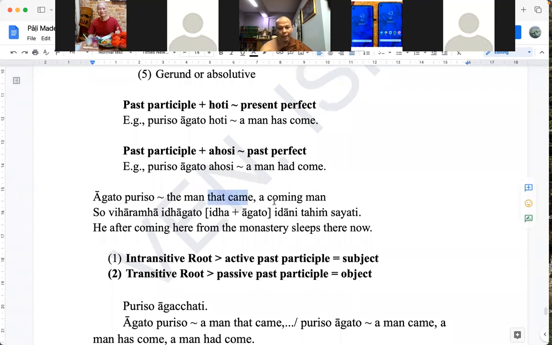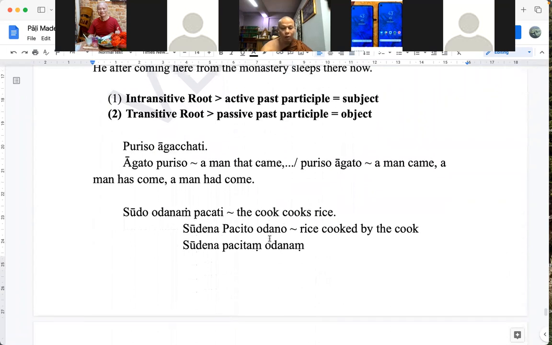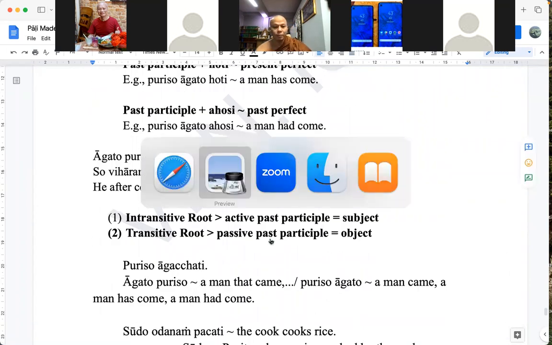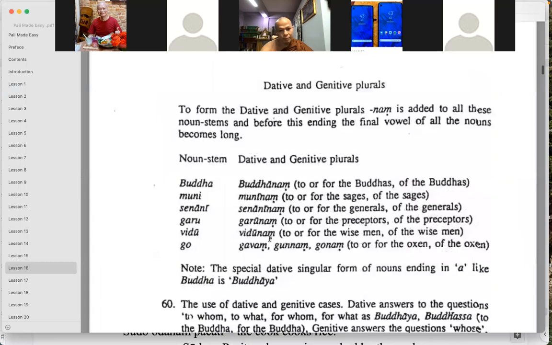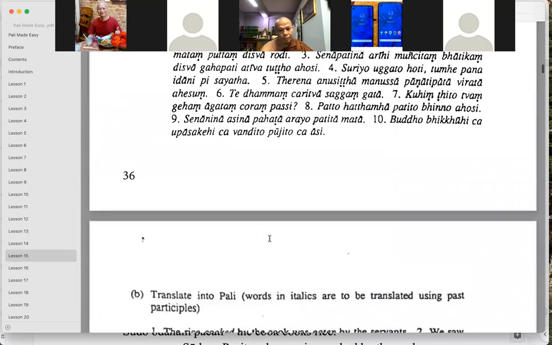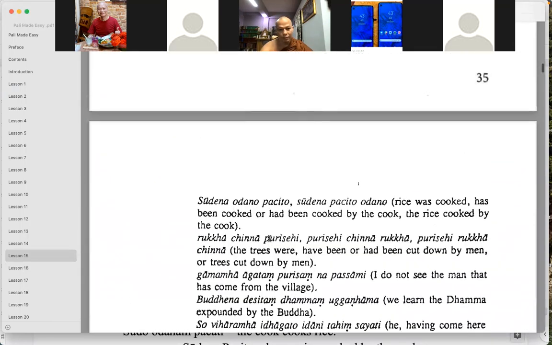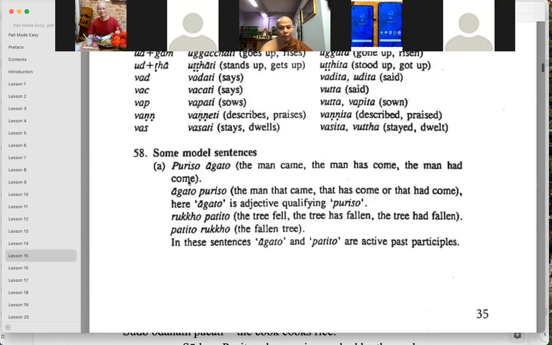So that came, or came in, and so on. Where is it completely? Oh no, in the book. In the book. Oh yes. In the model sentences. Here you see, agado puriso. So the man that came one way, and then that has come, and that had come, and also the coming man. Oh, okay. Based on that point, anyone you like, you can use. Oh, okay, thank you, Pandit.